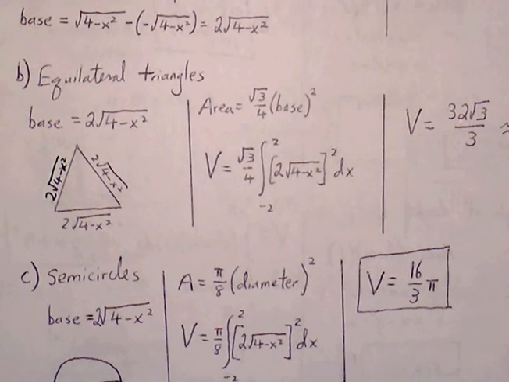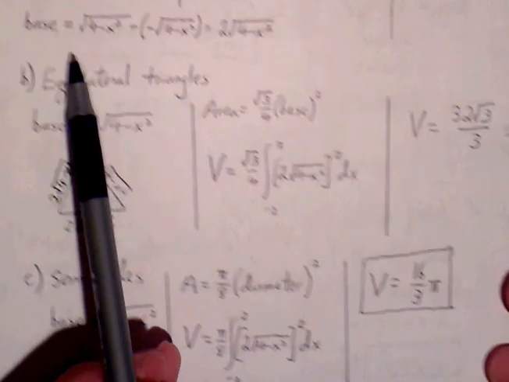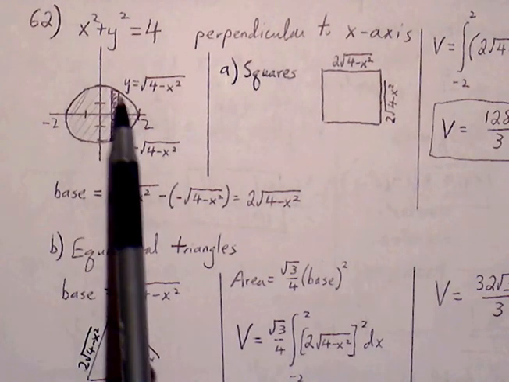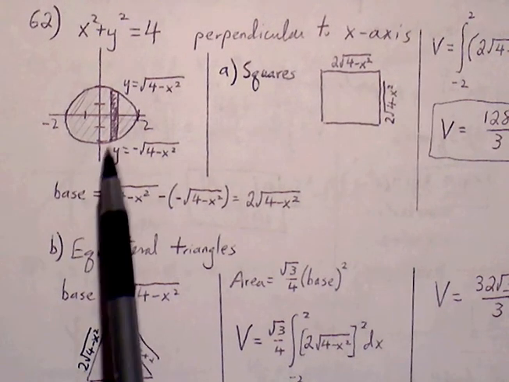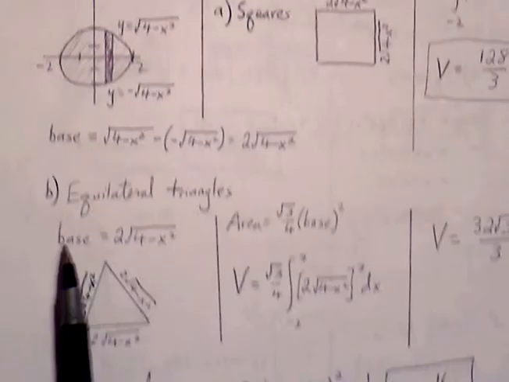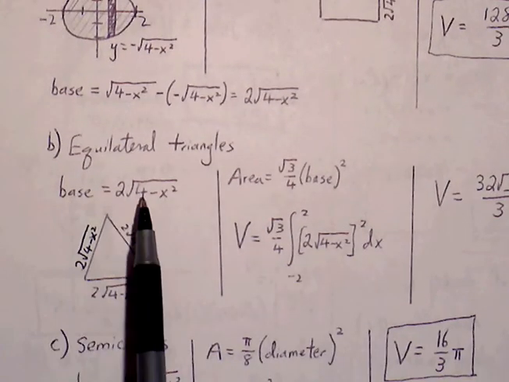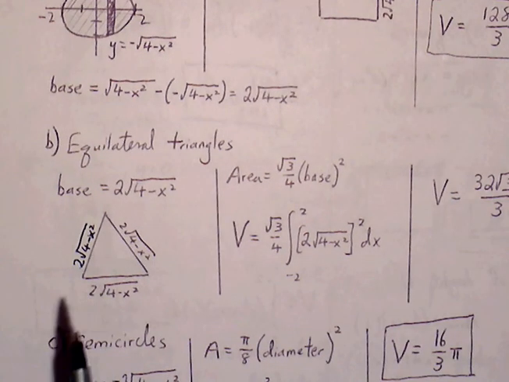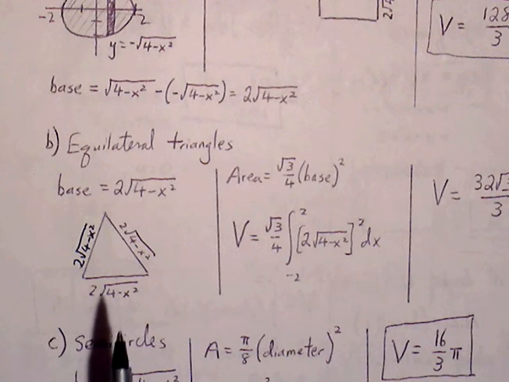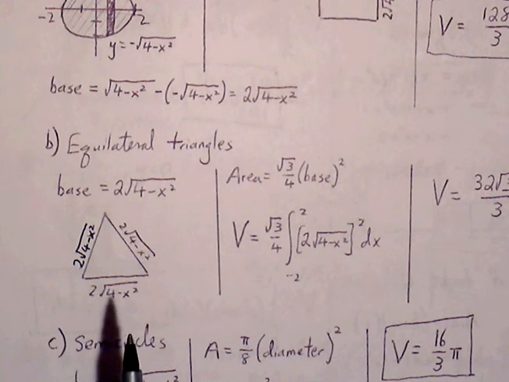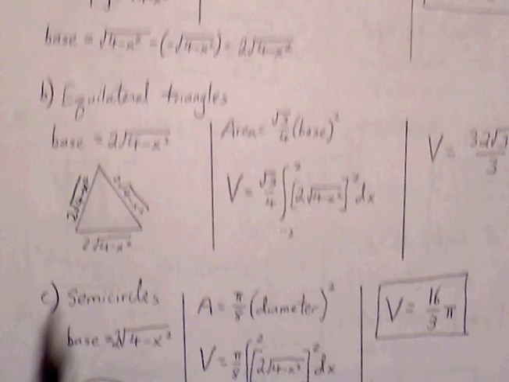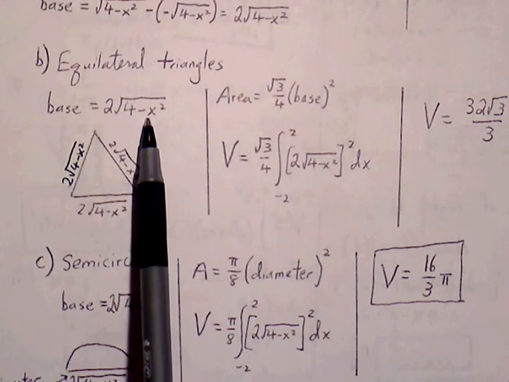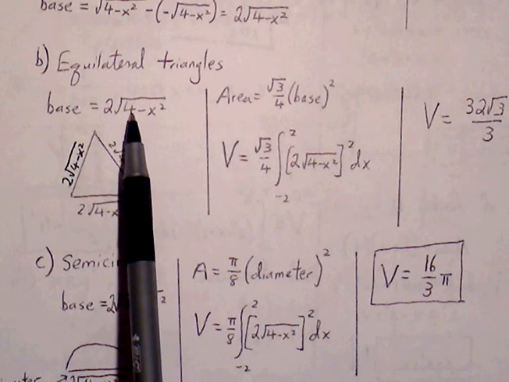Okay, part B. All of these we're going to be using the same base because it's going to be the same shaded region and oriented the same way, perpendicular to the x-axis. So we simply look at the base and we plug it into the respective equations to find the volume of that particular cross-section. So the base is 2 root 4 minus x squared. We picked this from part A.